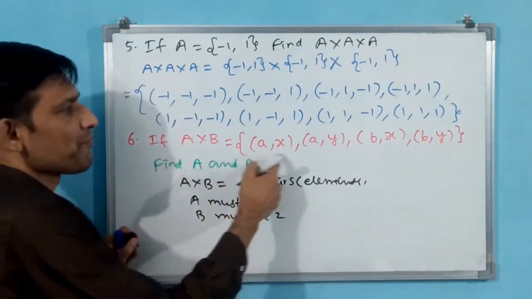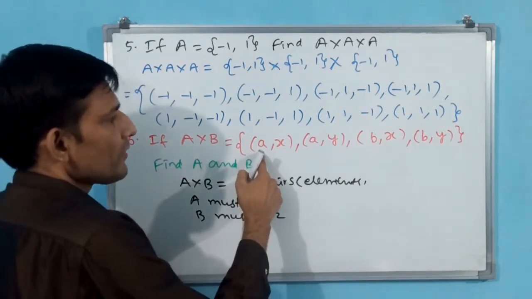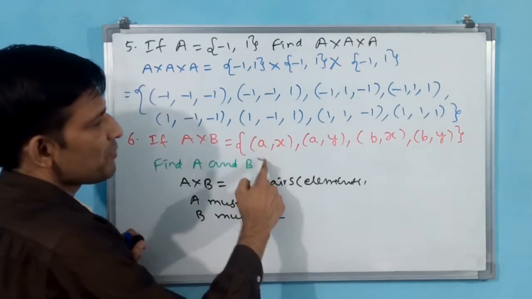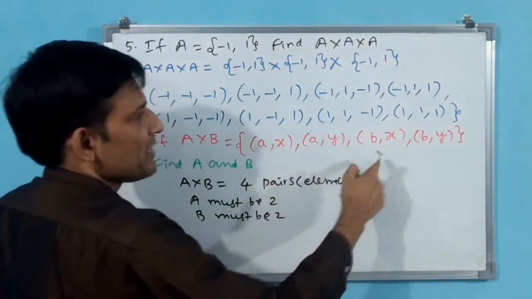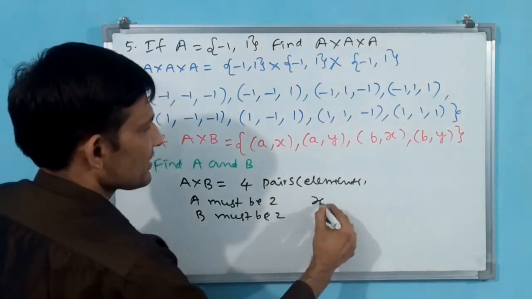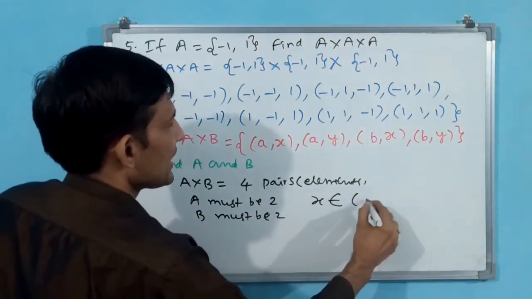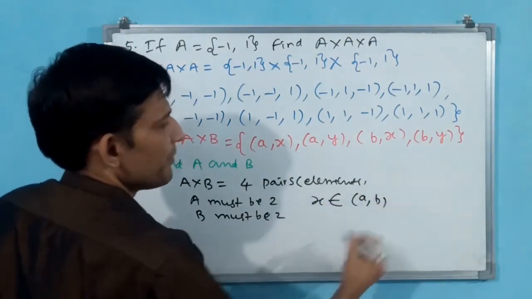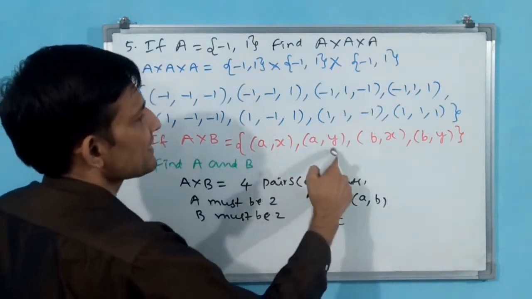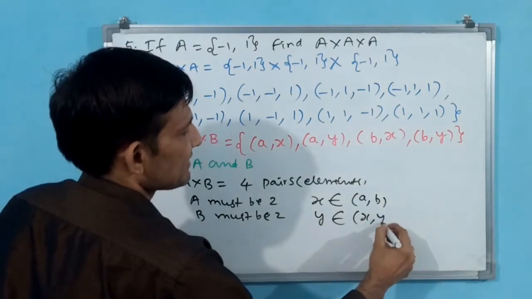But here you see, in the X position all A will come. We know very well: X position A, X position A, X position B. That means for the X coordinate, A and B are there. X belongs to {A, B}. Then we go for Y. Y belongs to {X, Y}.